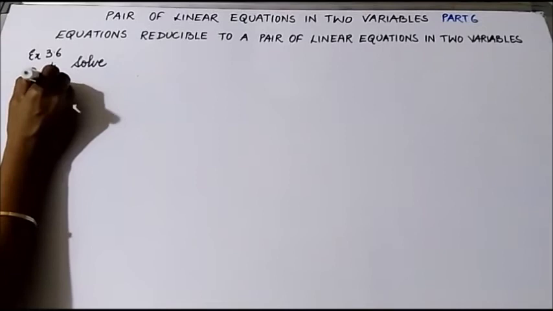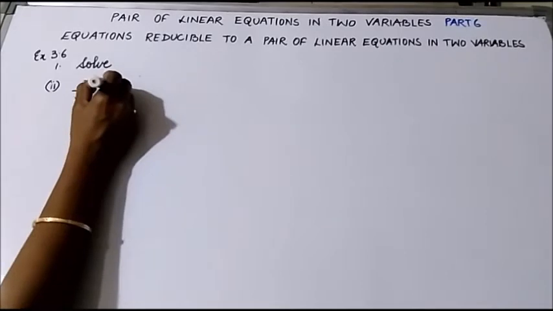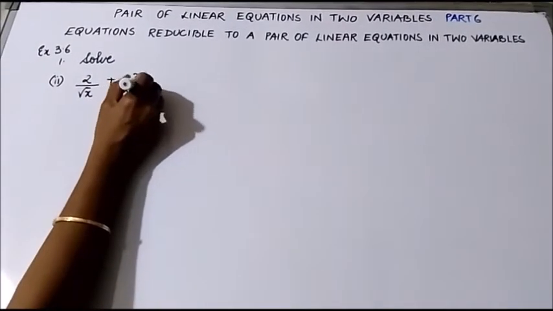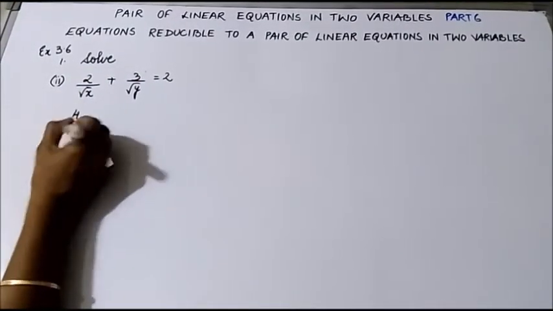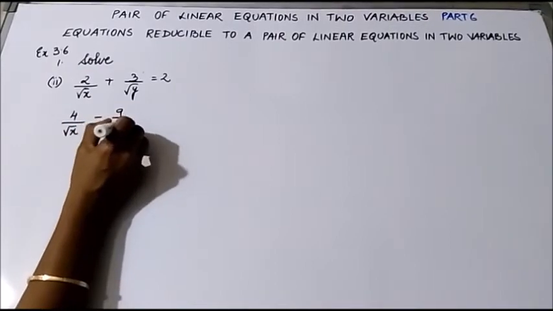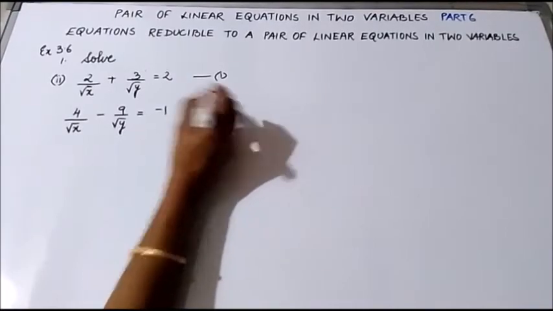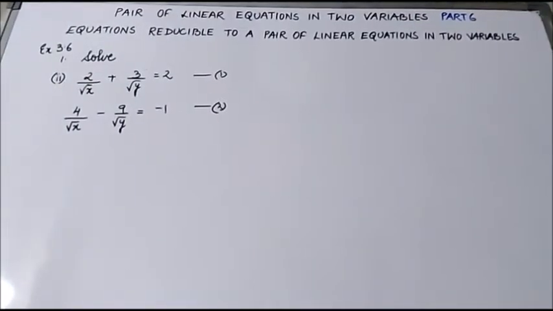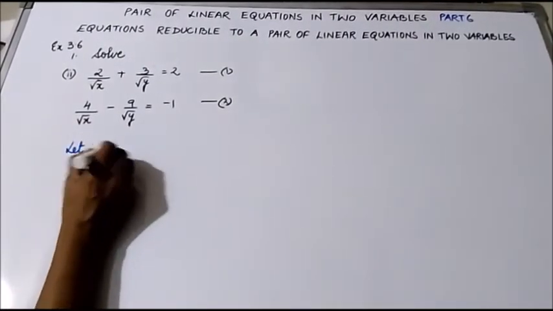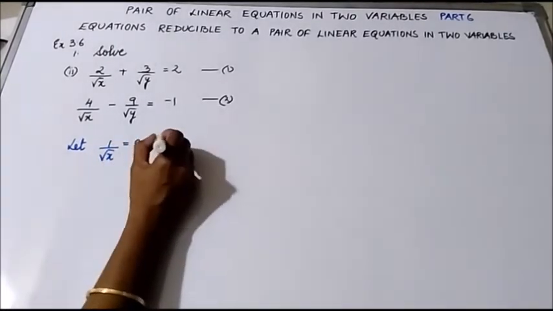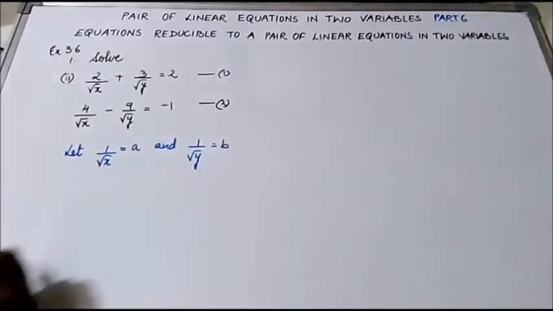Now let's do the second question, that is 2 by root x plus 3 by root y is equal to 2. The next equation is 4 by root x minus 9 by root y is equal to minus 1. That's equation 1 and this is equation 2. As we can see, it is not a linear equation, but we can reduce it to a pair of linear equations with two variables. Now here, let us take 1 by root x is equal to a and 1 by root y is equal to b.